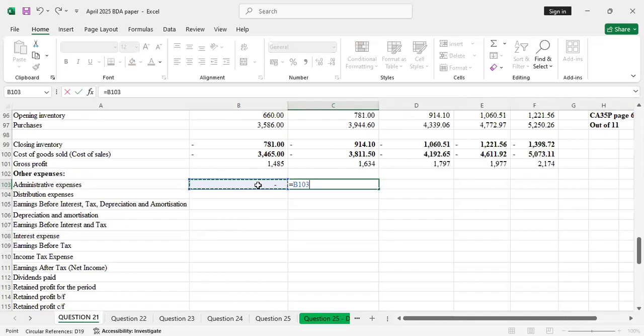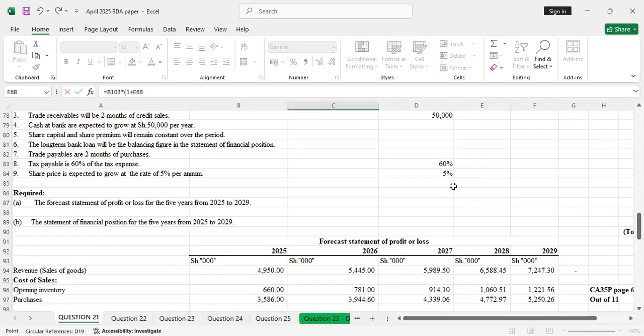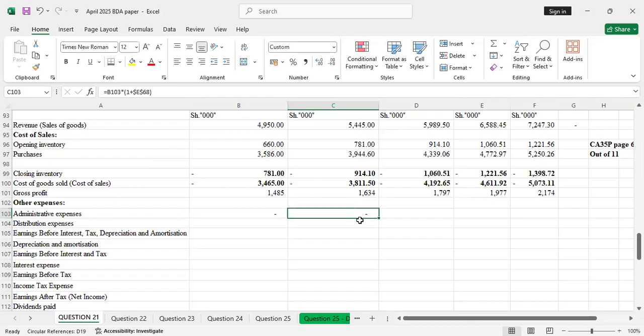So I'll pick also that times bracket 1 plus the growth rate, which was 5%, that one. And I'll also lock it completely so that I can drag. Yeah, so from there you just drag. I don't know why it's not giving me the values. Let me see if maybe it was a settings.